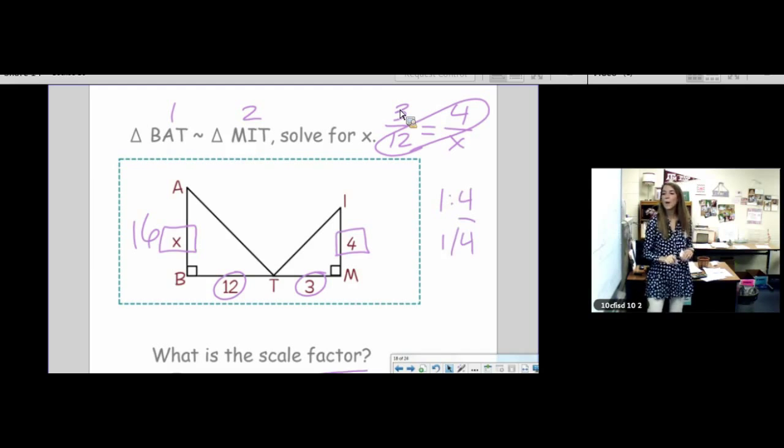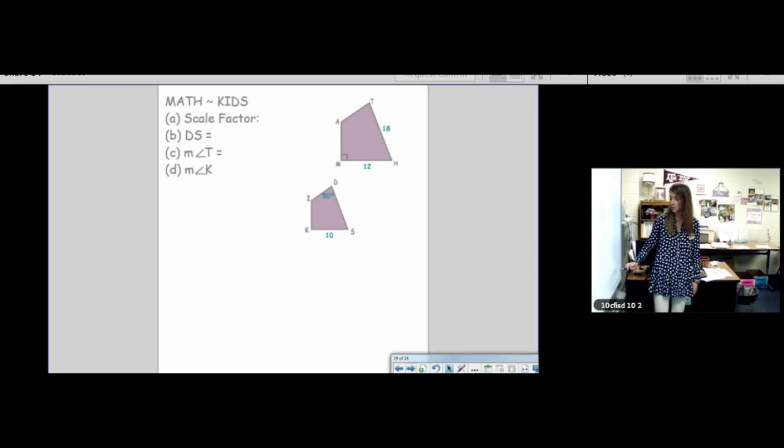Very good. Now, what if a student had done 12 over 3? What would they have gotten? Come on. Yeah, 4. Good. They would have gotten 4. Now, that would be wrong. Hey, you're wasting my time. That would be wrong because did that get smaller or bigger when it goes to mitt? It got smaller. You don't want your scale factor to be 4. That means it got bigger. So use common sense when you're finding those scale factors.